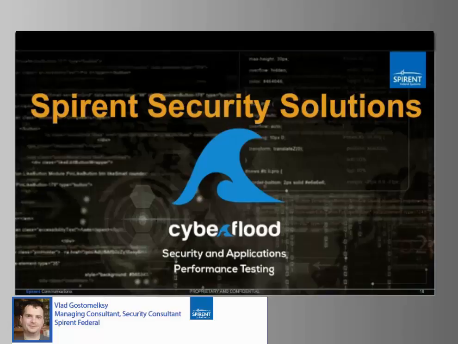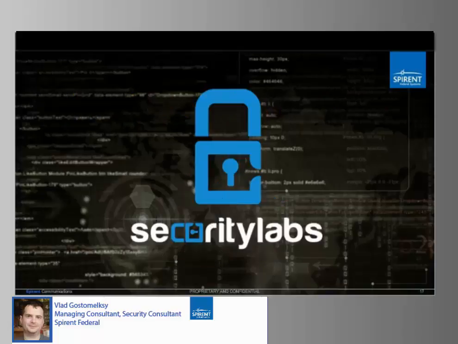Hello, my name is Vlad Gostomowski. As you heard during the introduction, I run a team within Spirent. It is called Security Labs. You heard a little bit about some of our products, and now I'm here to tell you a little bit about some of the services which we provide. It's essentially security consulting focused on hardware and software testing, as well as device and protocol analysis.